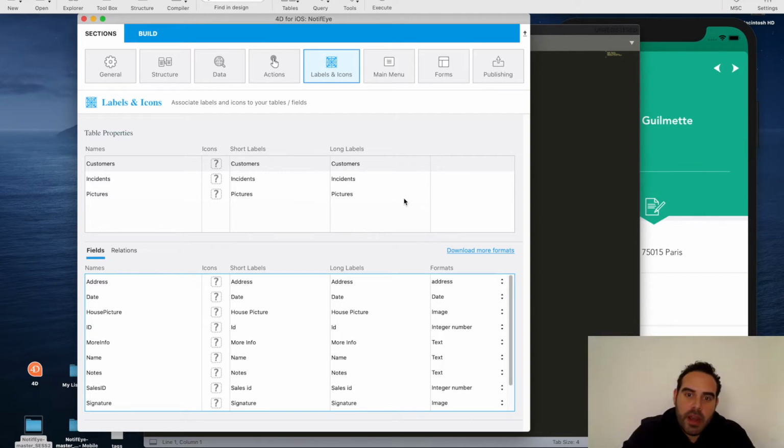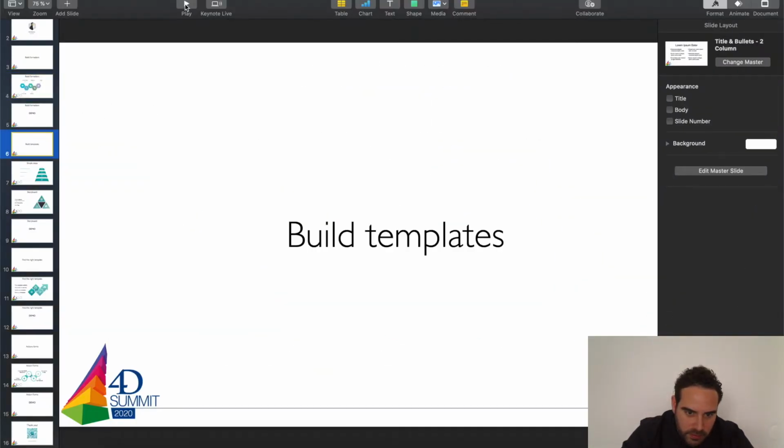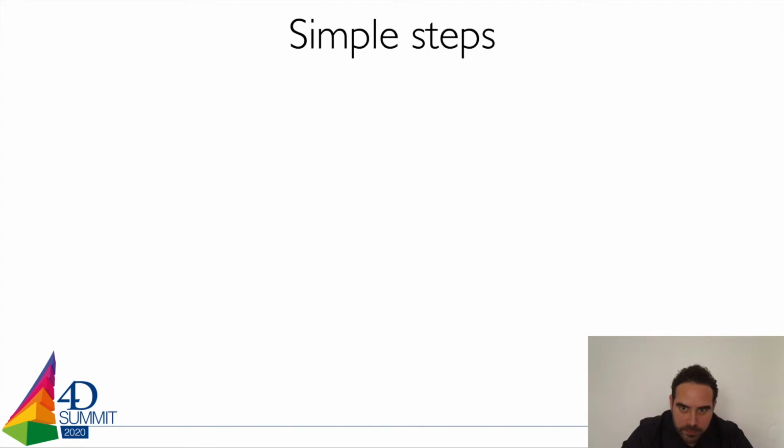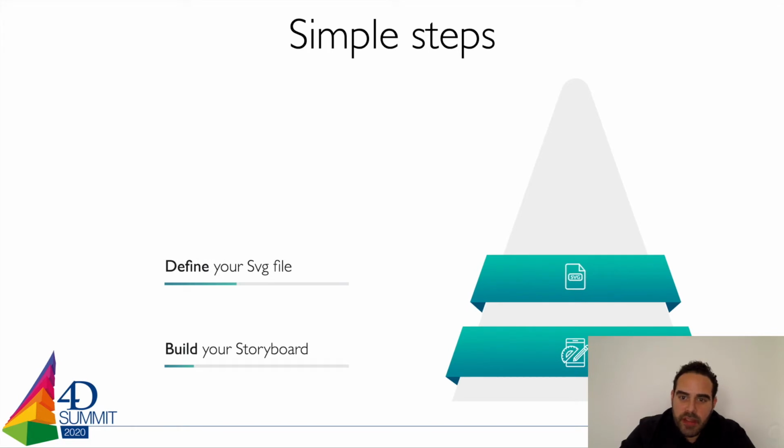So now that you know how to build formatters like pros, let's see how to build your own iOS forms. So let's go back to our presentation. So the first step we are going to go through is building your screens using the storyboard. Then you need to define a SVG file that will be used on the project editor to build your forms.